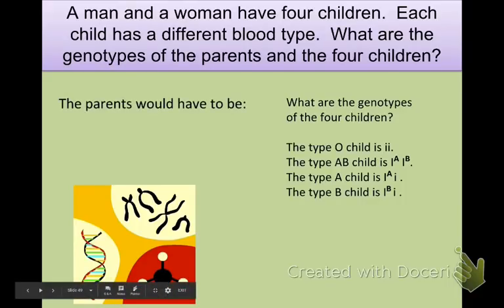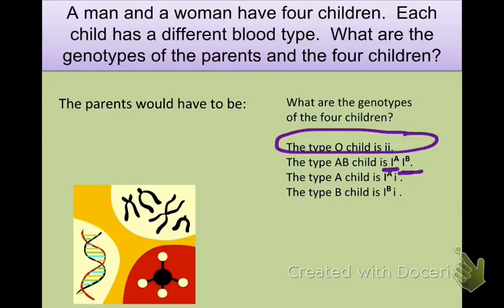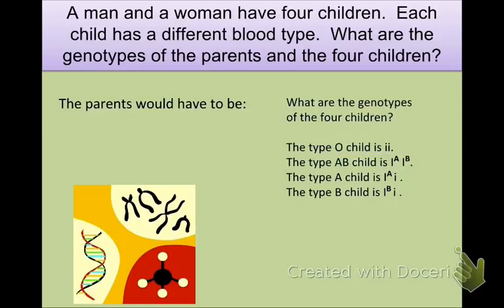So what would the parents have to be? What do you guys think? AO and BO, right? You know that you have to have an A and you have to have a B, and in order to see any O child, you have to have an OO, right? See, you guys are getting this. So they would be that.